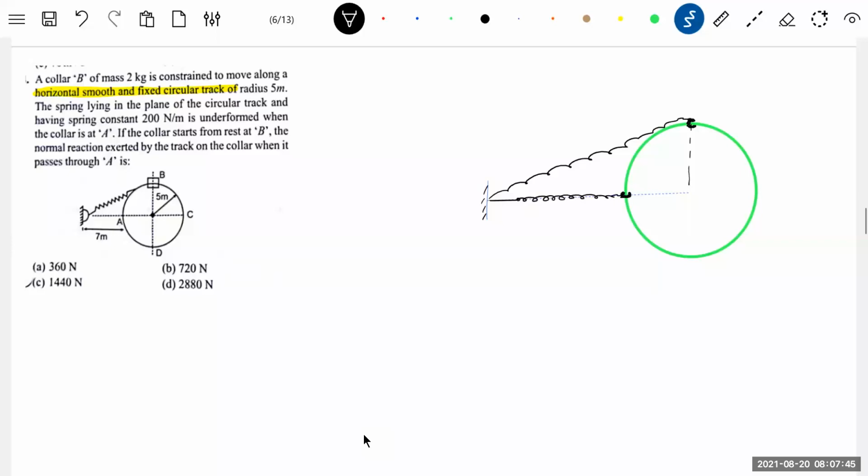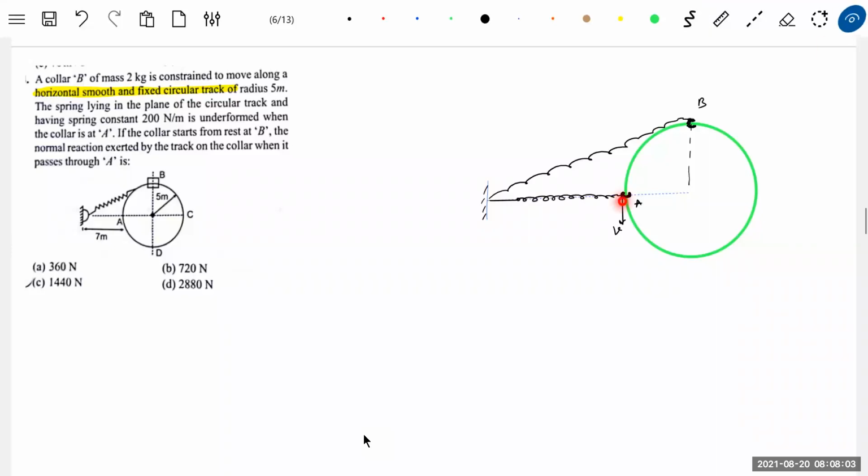Now, what is the state if the collar starts from rest at B? At A, it will have a speed V. Some more information is there here: the spring is undeformed when the collar is at A.